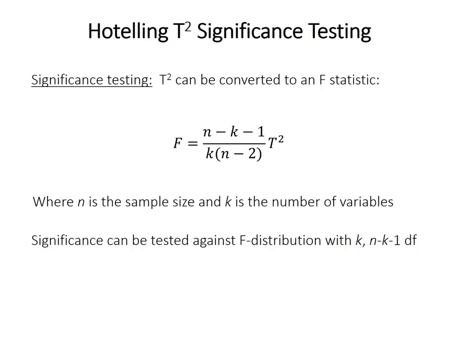So the significance of the T-squared is assessed by converting it to an F-statistic using this formula here. In the formula, n is the total sample size, the total number of observations from all samples, and k is the number of variables. Then we test this F value against the F distribution with k and n minus k minus 1 degrees of freedom. You've seen F distributions before with ANOVA, with the F test itself, with a variety of tests. It's a common statistical distribution that we use to determine what are the expected values under the null hypothesis.